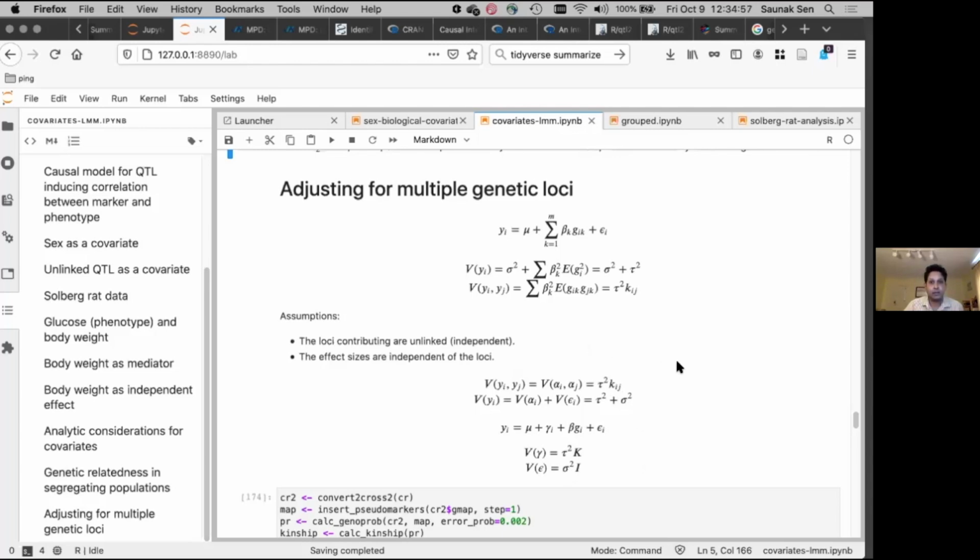So that's the basic idea of why we may want to adjust for genetic loci that are scattered all across the genome and are affecting our phenotype of interest, and why we may want to use a linear mixed effects model in order to do that.